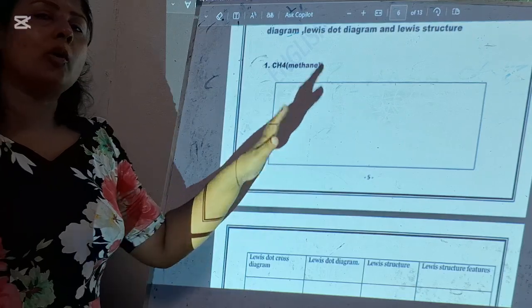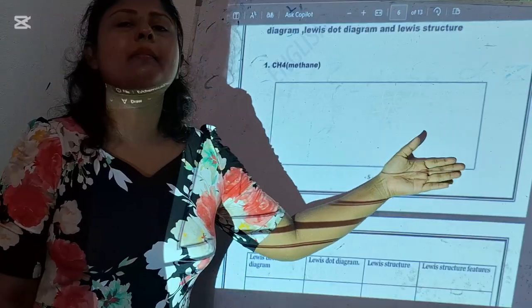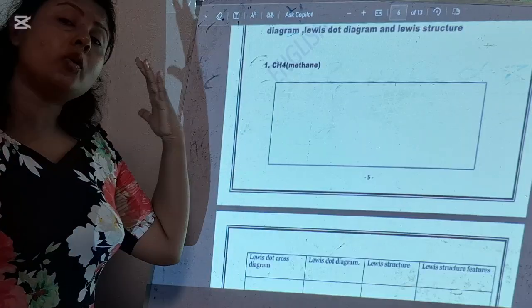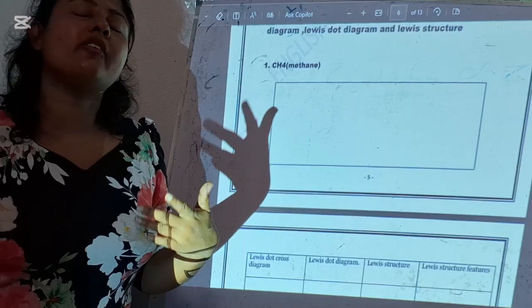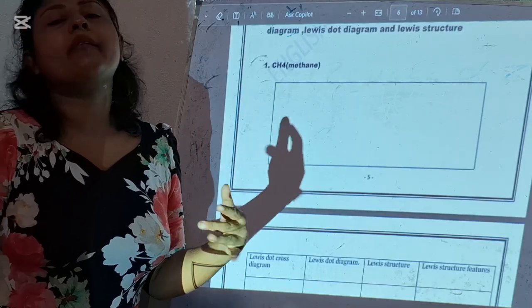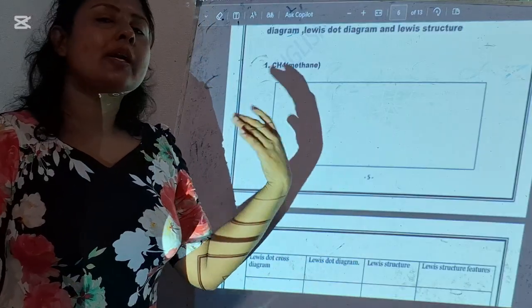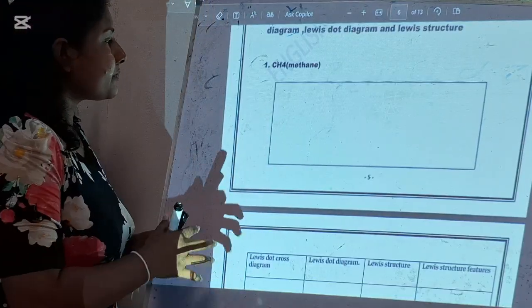Let's see how to draw it roughly. That is why the space is given here. We drew this before, but it was not rough. That is about the graphical representation of the covalent bond of different compounds. Let's see how to draw this graphical presentation roughly.